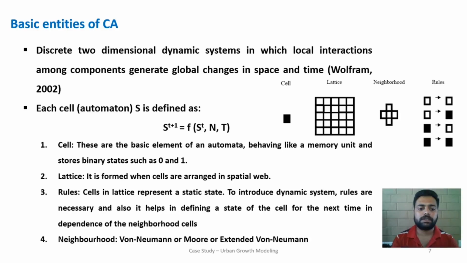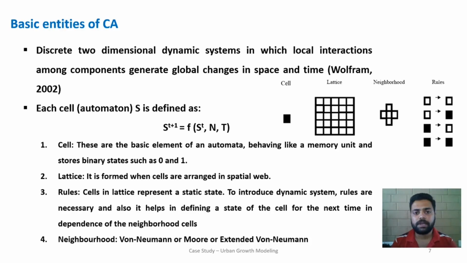So the cell is the basic element of cellular automata. It behaves like a memory unit. It stores only binary values, as I mentioned. It can be 0 or 1. And lattice is when a group of cells are together, it is called a lattice. Cells in a lattice represent a static state. If you want to introduce a dynamic system there, you need to have certain transition rules.